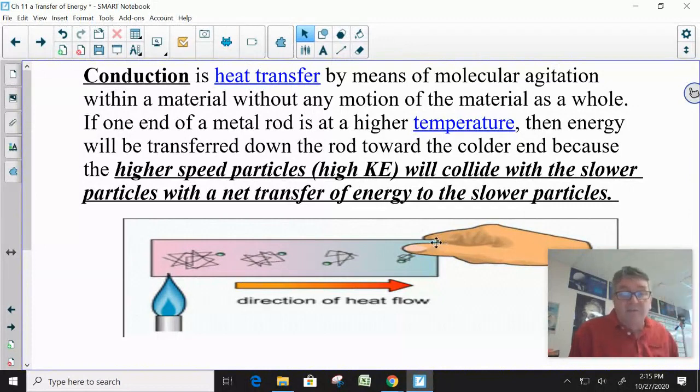So, just grab an iron poker and put it in the stove for a couple hours and just wait, and your hand will catch on fire. So that's the basic idea behind conduction. You need to have a collision between molecules to transfer the kinetic energy.